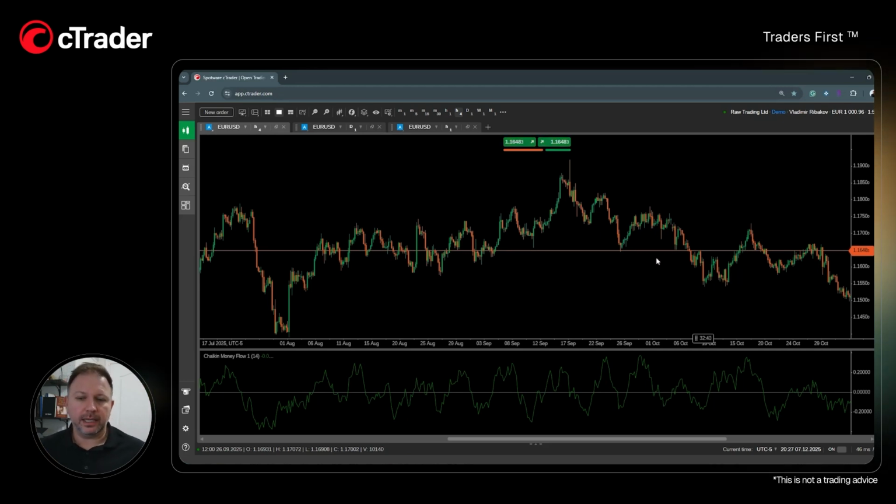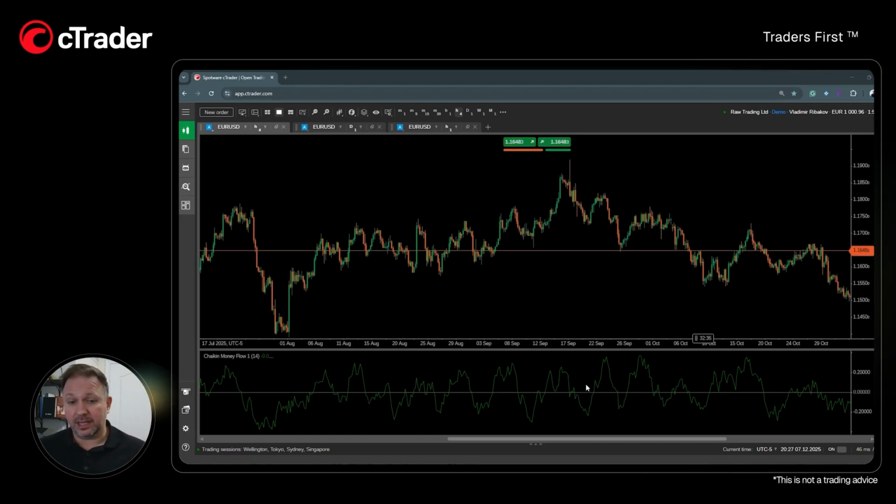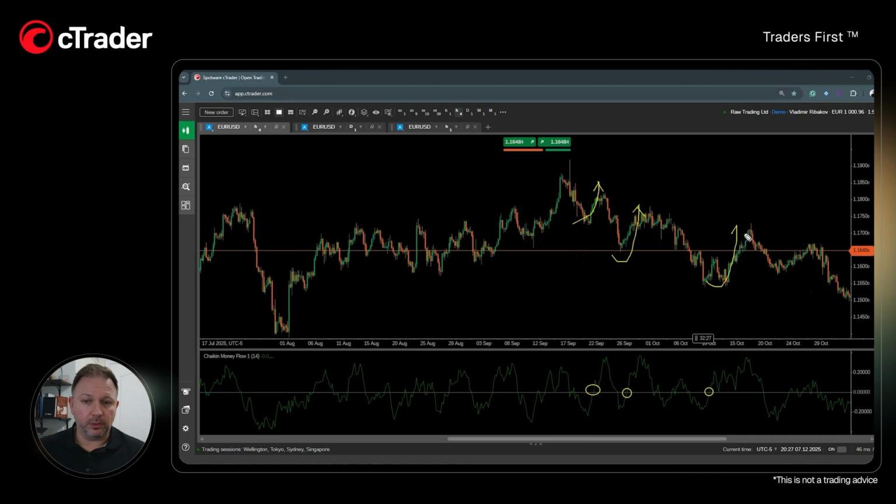So the idea here is to find the places where the read is above the 0, like here, and the market makes the following expected rallies based on the price and volumes once again, and the places where the CMF goes below the 0 and actually causes the price to drop.